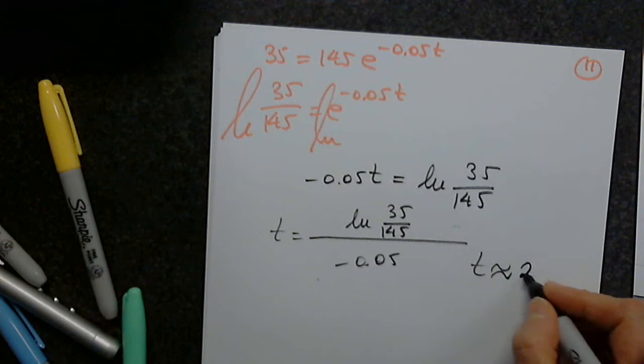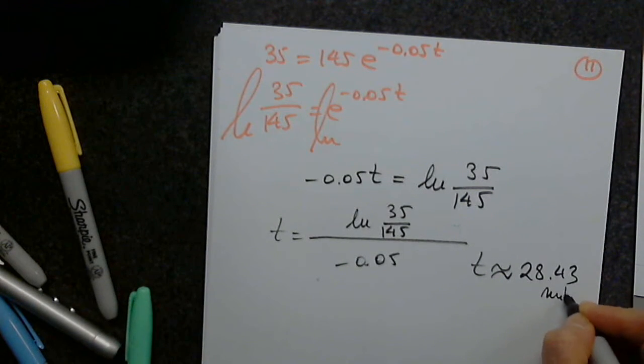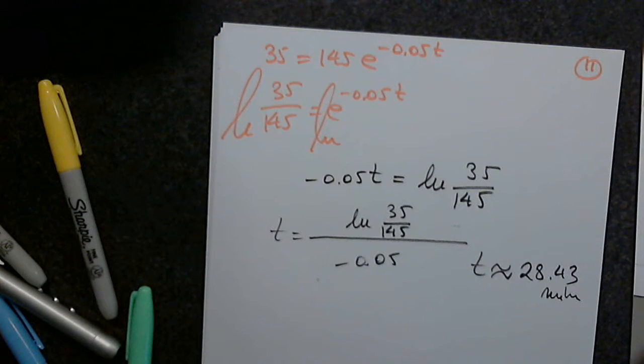$28.43. What is that? Yes. So roughly the temperature drops from 210 to 100 in roughly 28.43 minutes. Okay.